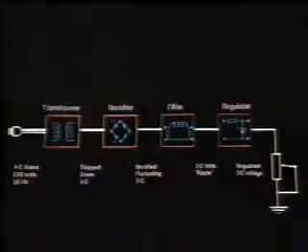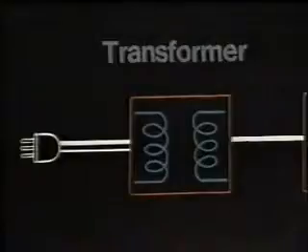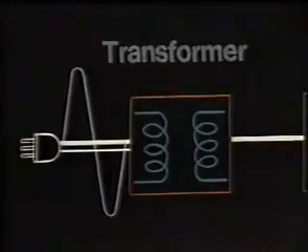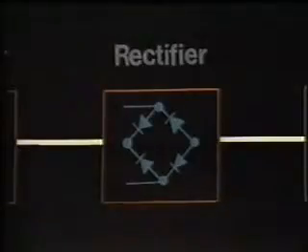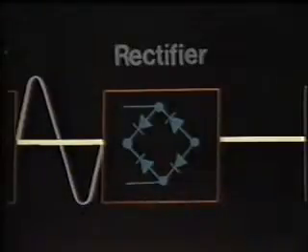DC regulated power supply converts AC voltage to DC voltage using a transformer, rectifier, filter circuit and a regulator circuit. Transformer normally steps the voltage down. The rectifier converts the alternating voltage to unidirectional voltage. This unidirectional voltage is also known as pulsating DC.